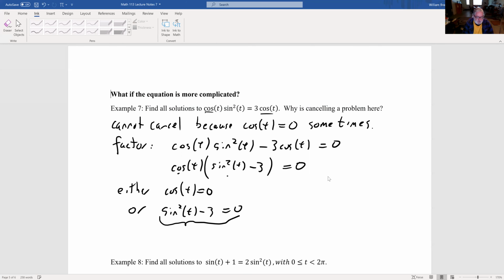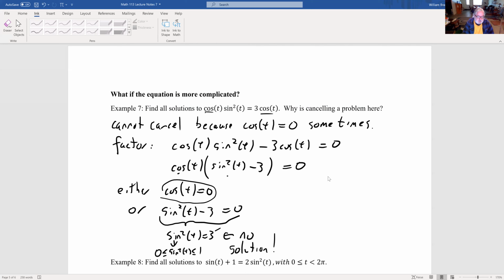This one is easier to deal with. That's got no solution. Because sine squared, well, sine is always between -1 and 1. Sine squared is always between 0 and 1. So if you graph it, you get a function that goes up and down between 0 and 1, but it never gets up to 3. So there's no solution to that.